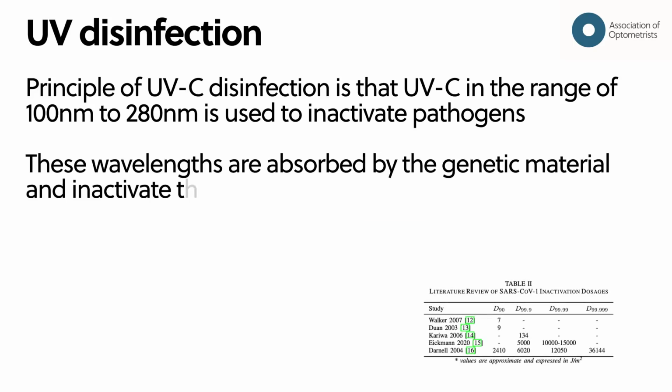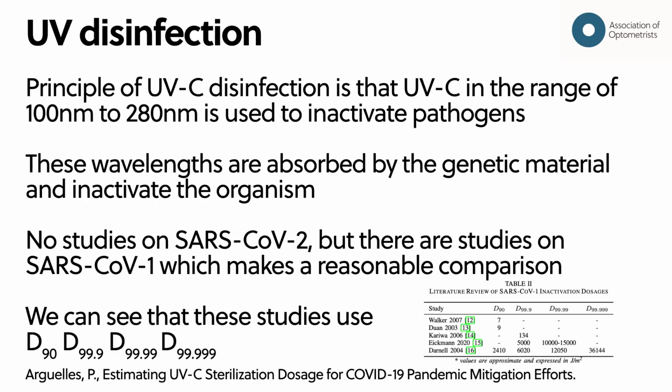And when thinking about disinfecting frames, one of the hot topics at the moment has been UV disinfection. UV disinfection has existed for quite a while and works using UVC in the range of 100 to 280 nanometers, and that inactivates pathogens by damaging the RNA or DNA, depending on the pathogen. The genetic material absorbs the wavelengths of light and they become inactivated by that process. There aren't really any studies on SARS-CoV-2, and that's not really a shock. It's still a very new disease at this point in time. But there are studies on SARS-CoV-1, and we can draw a reasonable comparison from those studies.